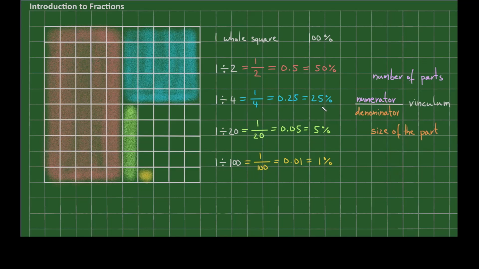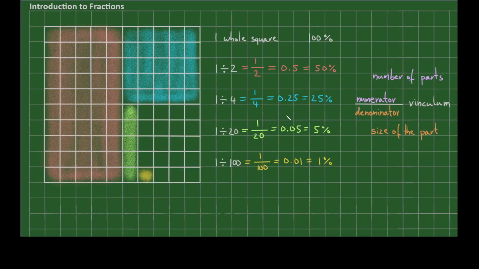In this particular case, I could say that the blue square is 1/4 of the original square, 0.25 of the original square, or 25% of the original square. I am using different formats to express the same quantity. What is more, I can use different fractions to express the same quantity.